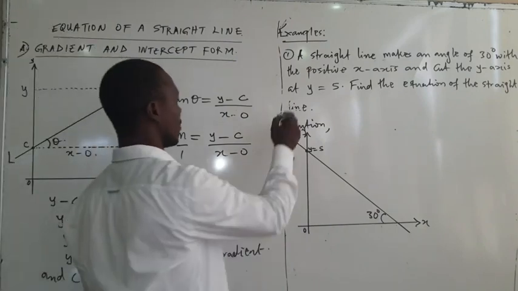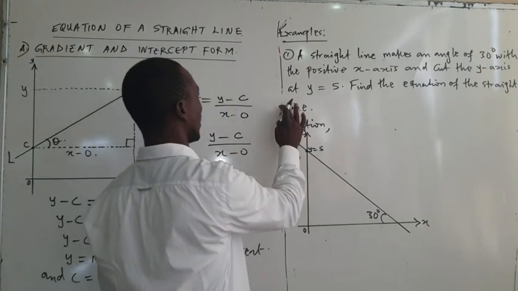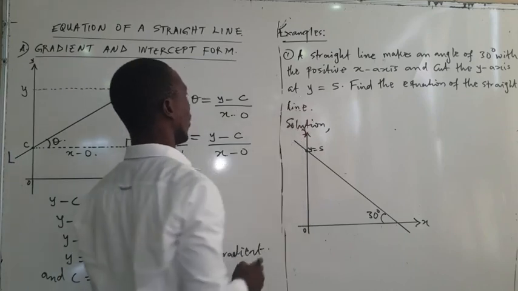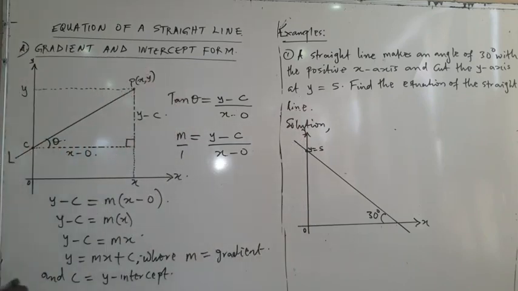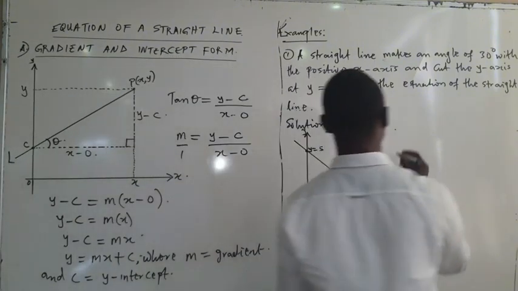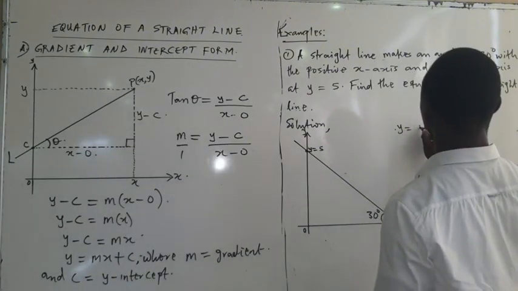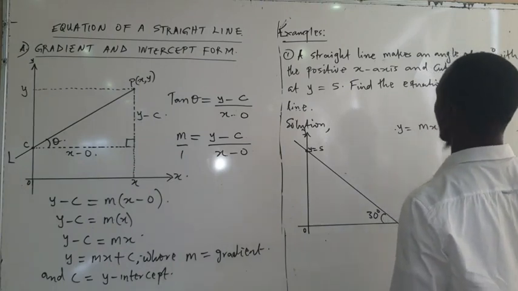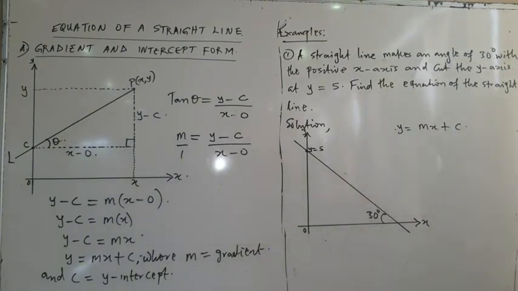To get the equation of the straight line, don't forget the general form of the equation of a straight line when the gradient and intercept form is given. So the equation of a straight line is what? y equals mx plus c. That's the first equation that we proved here. So y equals what? mx plus c.